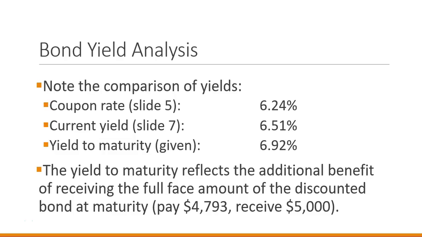It has a low price. And the reason it has a low price, in other words, the market price is less than par value, is that the coupon rate is low. The coupon rate is lower than the market interest rate.